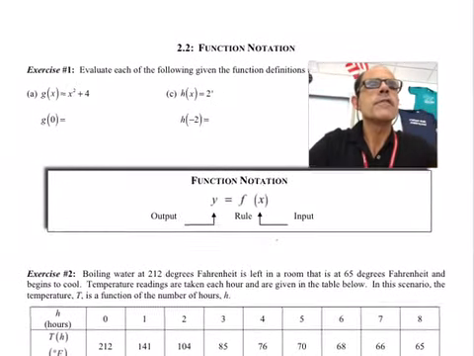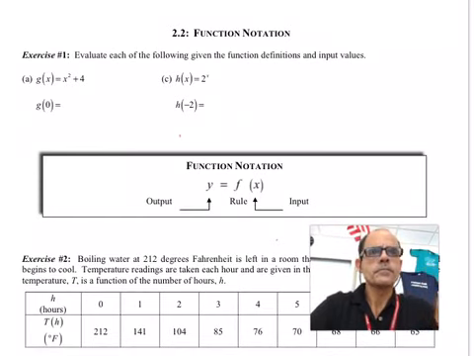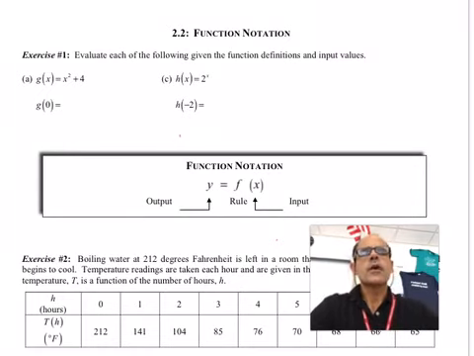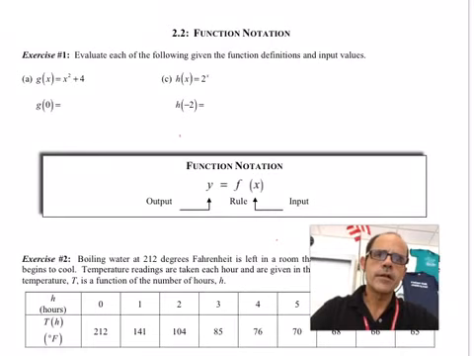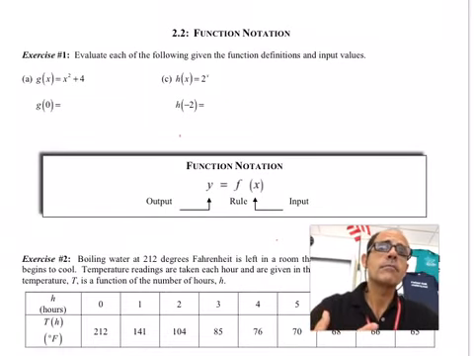All right, so function notation, let's take a peek. Now, this says evaluate each of the following given the function definitions and input values. So a couple things you want to be really comfortable with. There's going to be three parts to a function. There's going to be the function name, it's usually a letter. There's going to be some sort of input value, and then there's going to be some sort of output value.